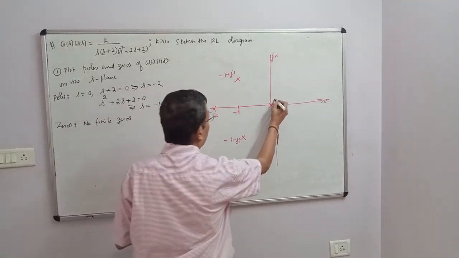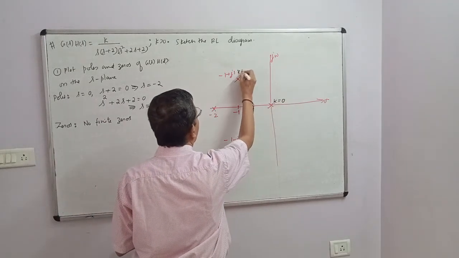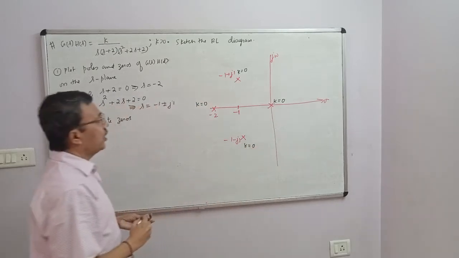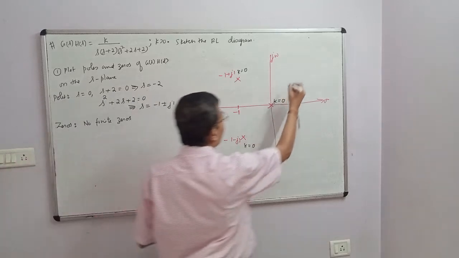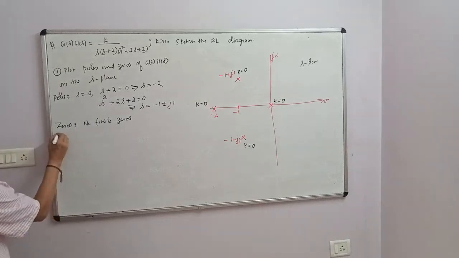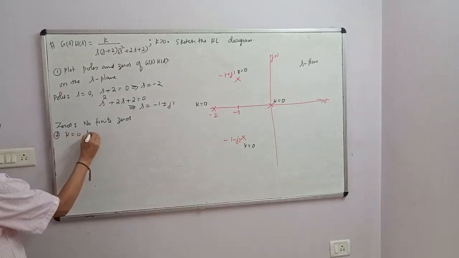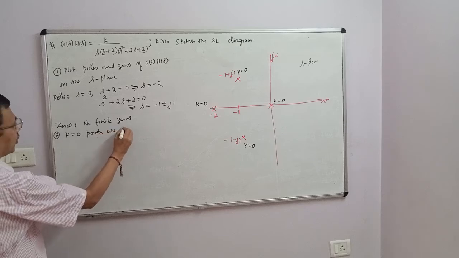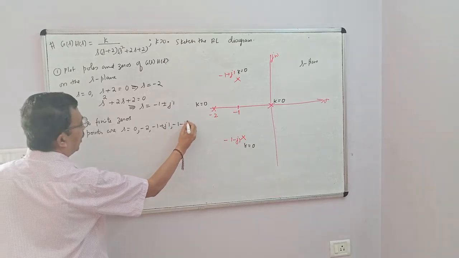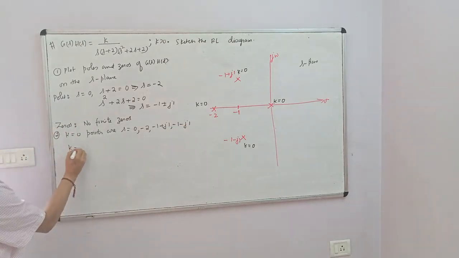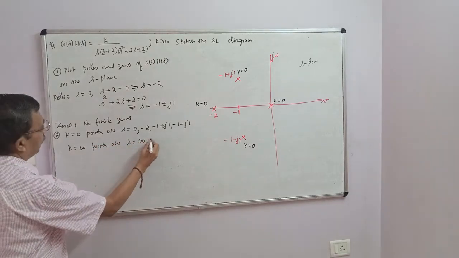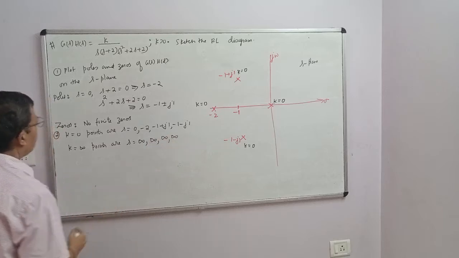Where poles are there, I will write k equal to 0. This is the S plane. Second step, k is equal to 0 points are s is equal to 0, minus 2, minus 1 plus j1, minus 1 minus j1. K equal to infinity points are s is equal to infinity, infinity, infinity, infinity.